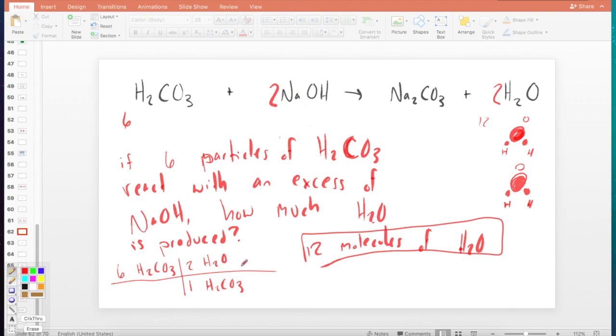The way this table is constructed, whenever things are next to each other, you multiply them, and whenever there's something on the bottom, you divide. So I multiply 6 times 2 to get 12, and I divide by 1, which is still 12.